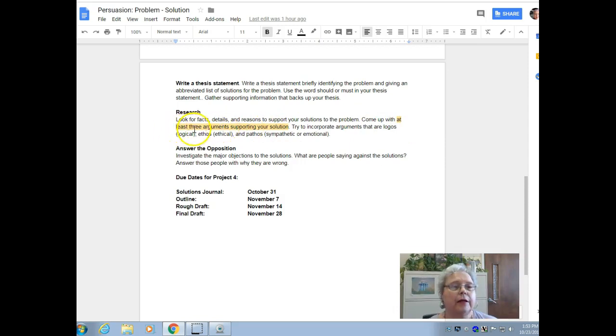Come up with at least 3 arguments supporting your solution, or at least 3 solutions that address the problem. Try to incorporate arguments that are logos, logical, ethos, ethical, and pathos, sympathetic, or emotional. Answer the opposition. If you find it while you're researching for this, you might as well jot it down where you're taking your notes, where you're going to look for major objections to the solution. So people who say that won't work, or you can't do that. And then you're going to answer those people with why they are wrong.